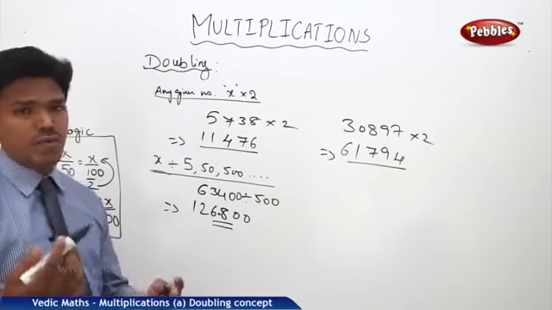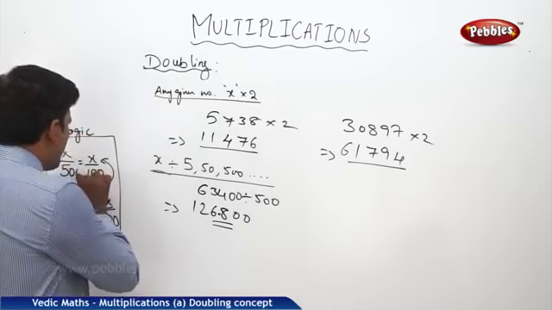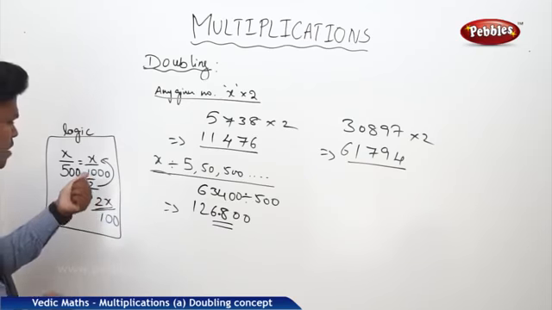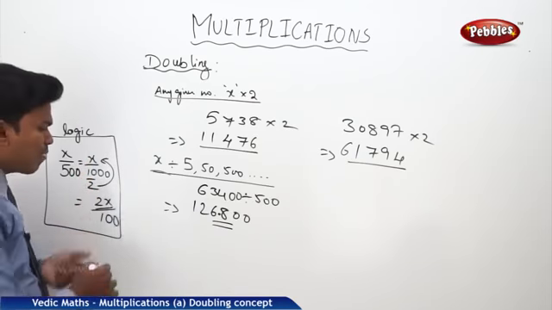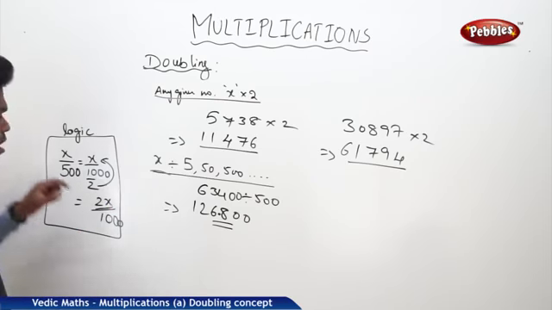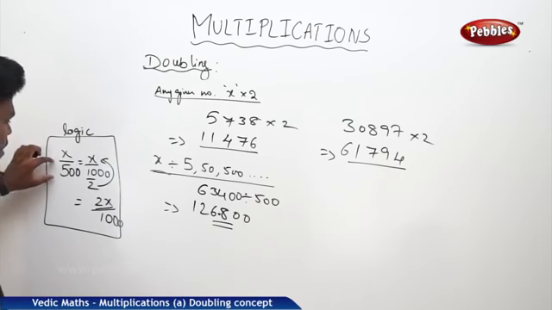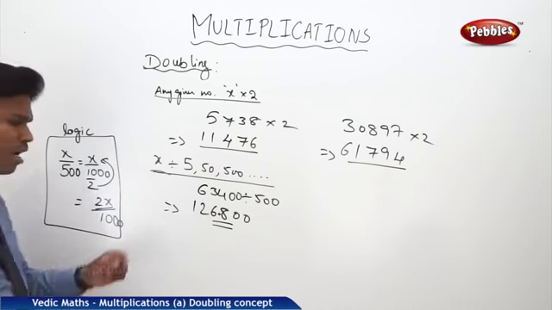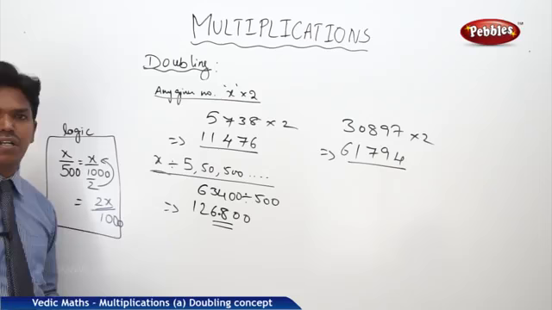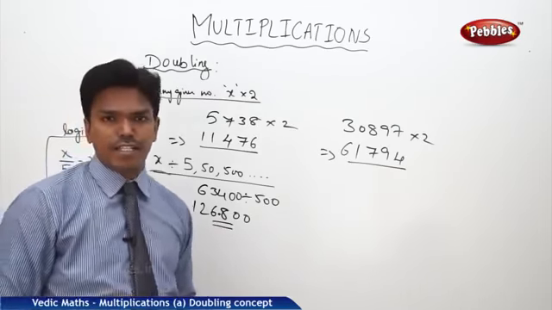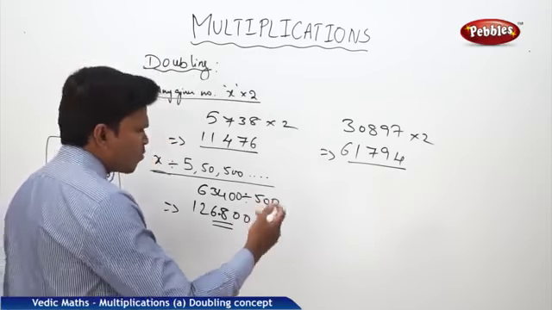Again you are going to follow the same logic. What is that logic? Whenever you want to divide any number by 500, 500 can be written as 1000 by 2. So 2 goes up, and it becomes 2x by 1000. That is, dividing any number by 500 is nothing but first multiplying the number by 2, which is nothing but doubling, and then dividing the number by 1000, which is nothing but putting a decimal point after 3 digits from right. Now one more example.